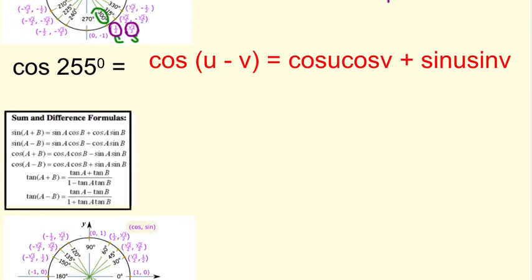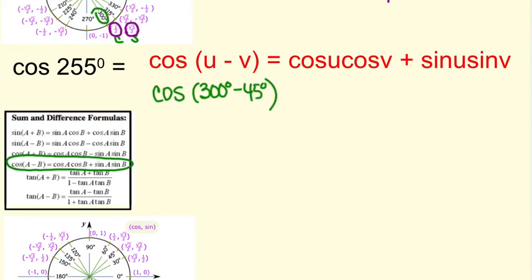Now let's find the exact value for the cosine of 255 degrees. So we're going to use this formula. I have the formula set down below here. I'm just circling it in the green, and then I rewrote it in the red a little bit bigger for you to see. So now we're doing the cosine of 300 degrees minus 45 degrees, which is 255 degrees.